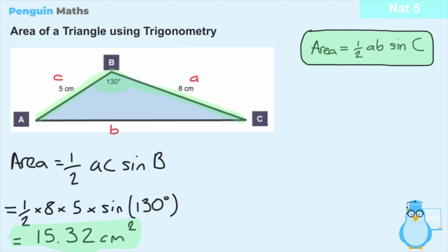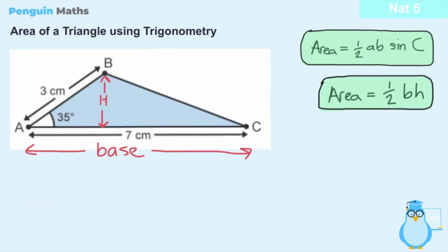So all we have to look for in a question like this is, first of all, make sure we have two sides that are known, and also the angle that lies in between these two sides. Then it's just a case of putting it into our general equation, and in this case our equation was a half AC multiplied by the sine of B. We put in the values and that gave us our answer.